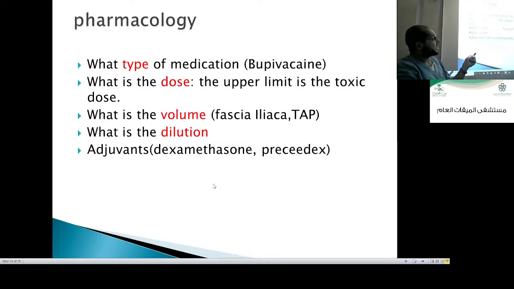And the volume, as some blocks are volume dependent, like fascia iliaca and TAP block. Even spinal itself is volume dependent. If you give a very big volume, it will change the duration and the level of the block.